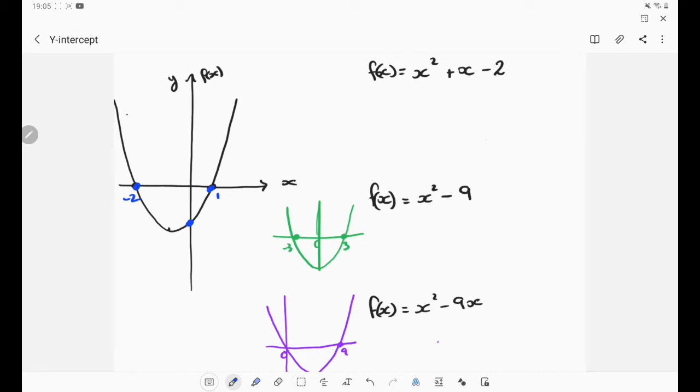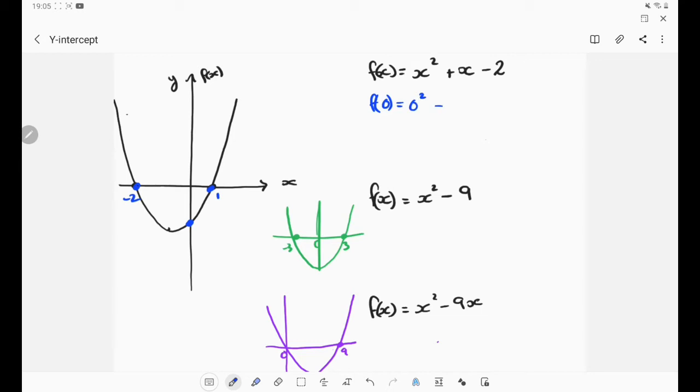What is true about every point on the y-axis? Well, similar to before, where we used the fact that on the x-axis y is 0, on the y-axis x is 0. So instead of f of x equals x squared plus x minus 2, we are going to find f of 0. We are going to make x equal to 0. And if you do it on the left-hand side, you also have to do it on the right-hand side.